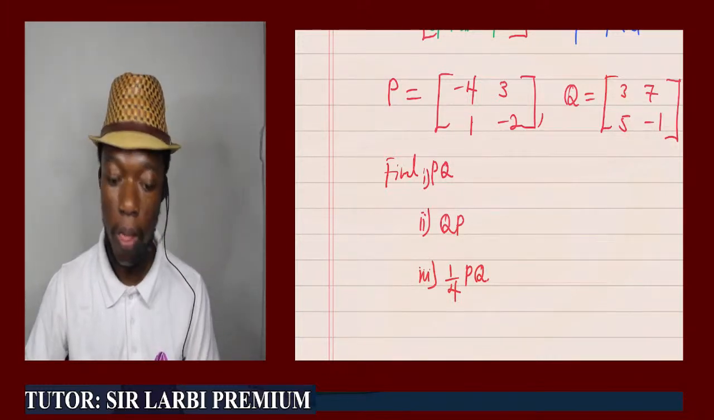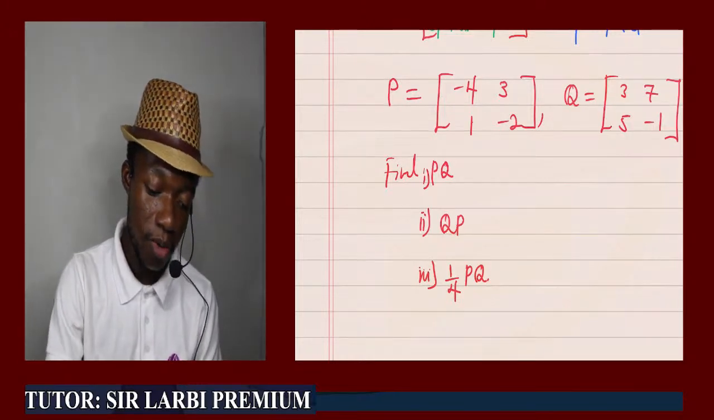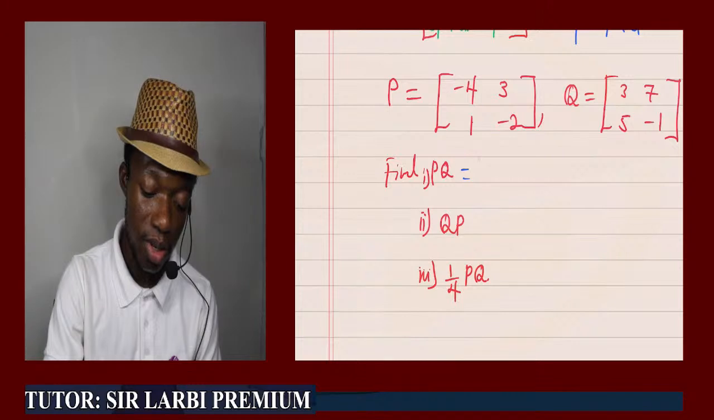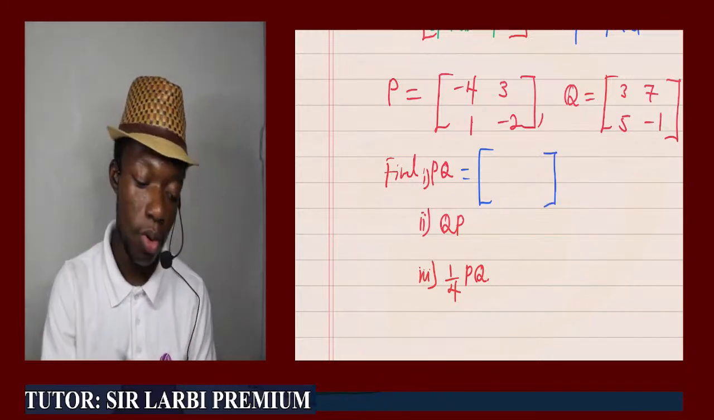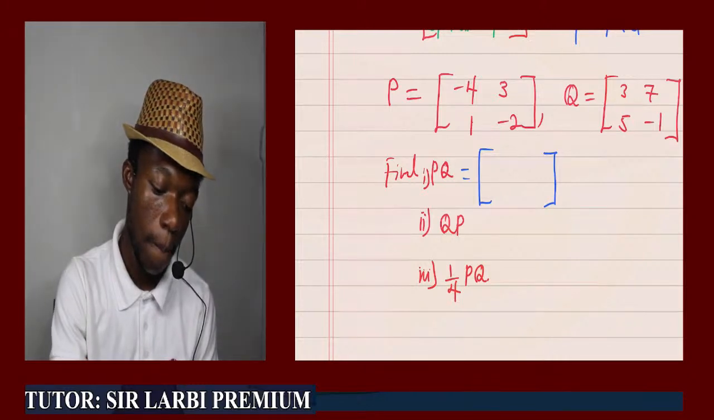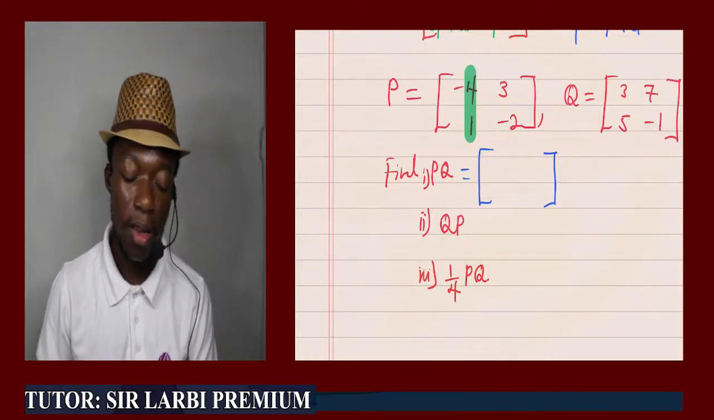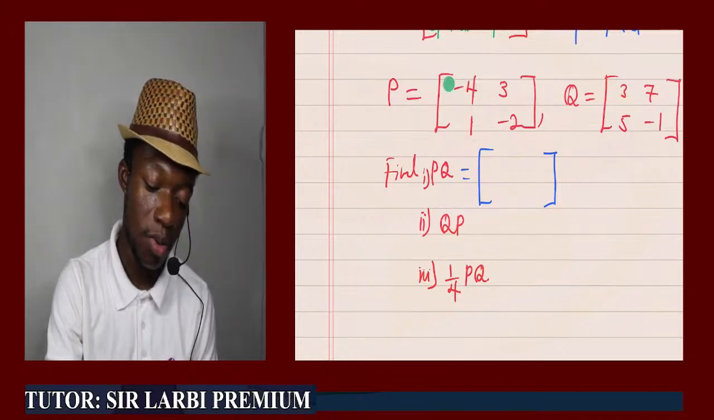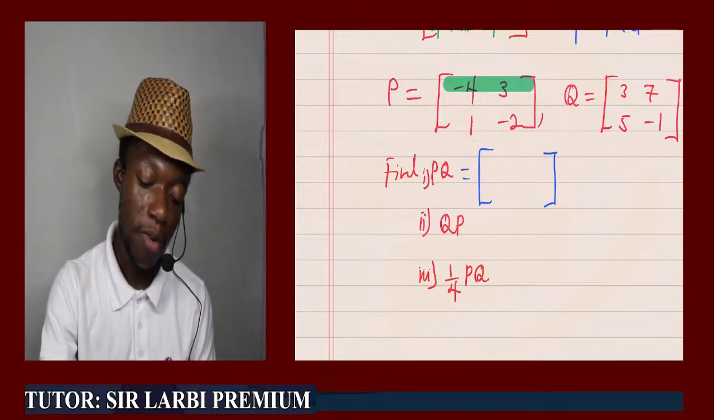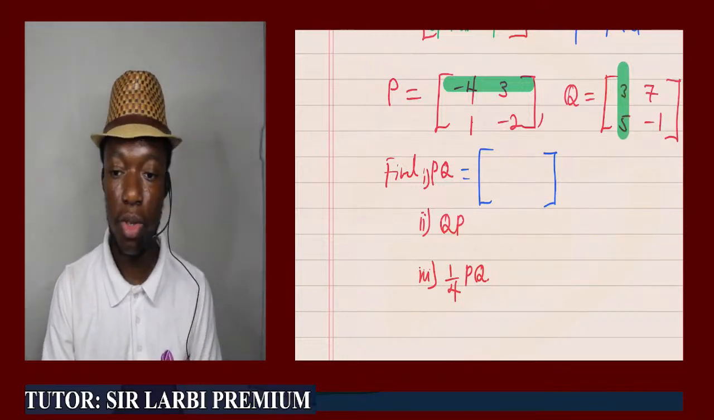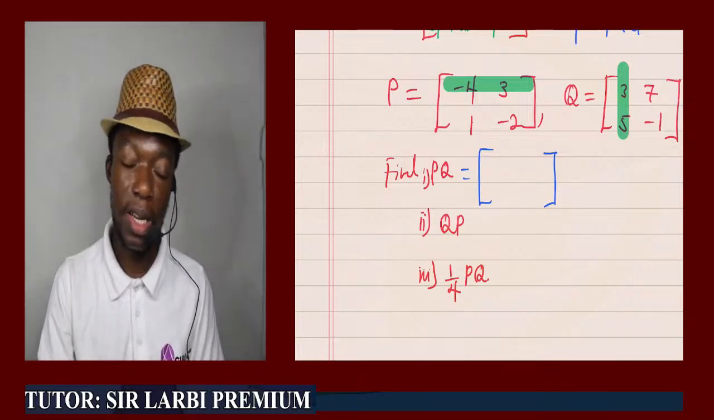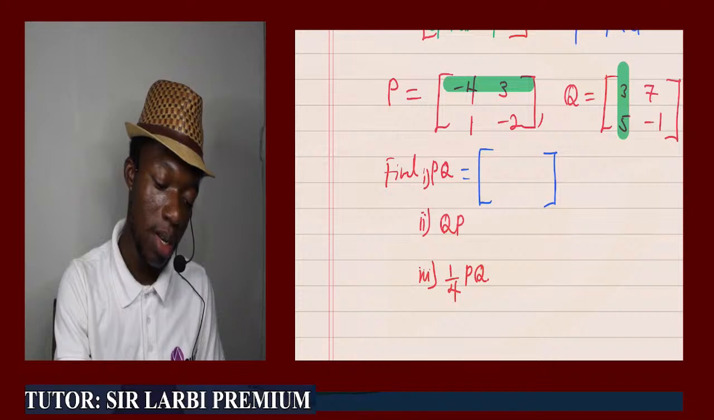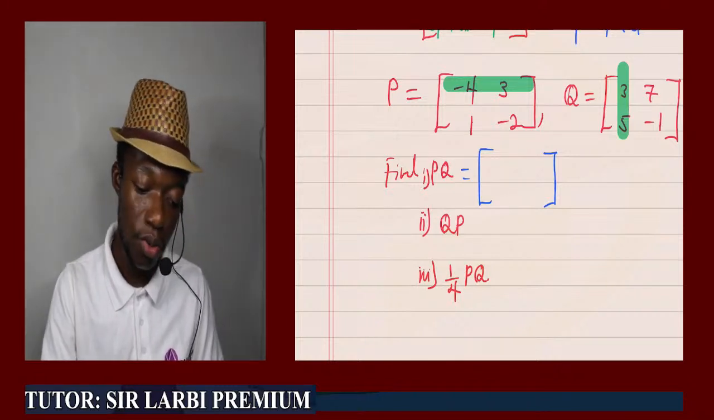Let's go. PQ. So straight up, as I engage with the first one, the same thing that I would do here. We take into account the first row of the first matrix multiplying the first column of the second matrix. So let's flow and see what is expected of us.